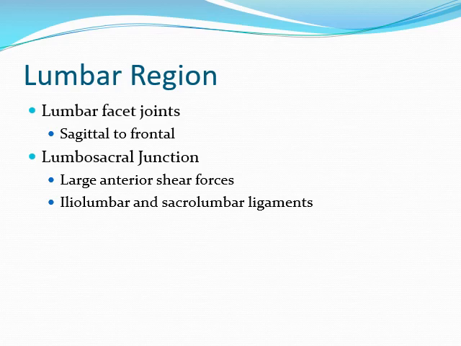And you also have, ligament-wise, the iliolumbar and the sacrolumbar ligaments, which kind of stabilize the lumbar spine to the sacrum and pelvis. Okay, the iliolumbar ligaments go from the ilium to the lumbar vertebrae, and the sacrolumbar ligaments go from the sacrum to the lumbar vertebrae. And they provide some stabilization down in the lower region of the spine.